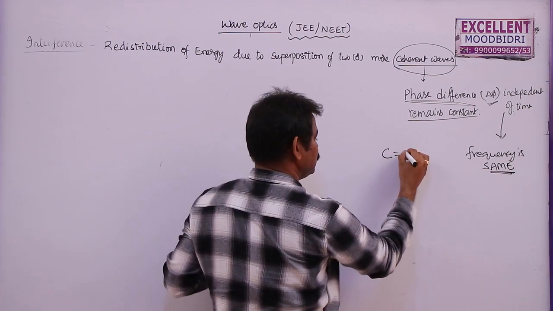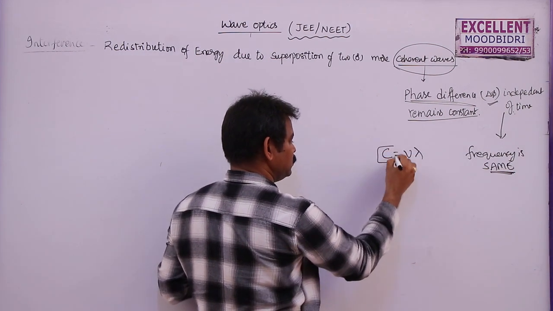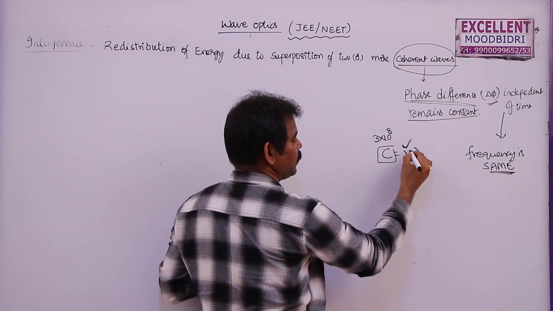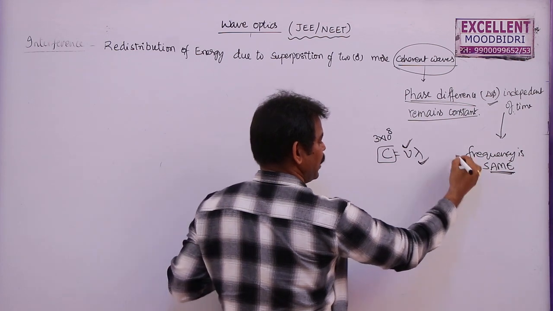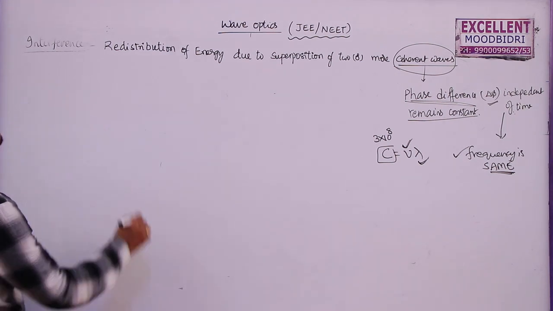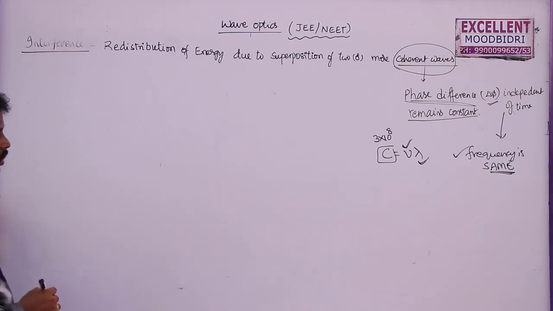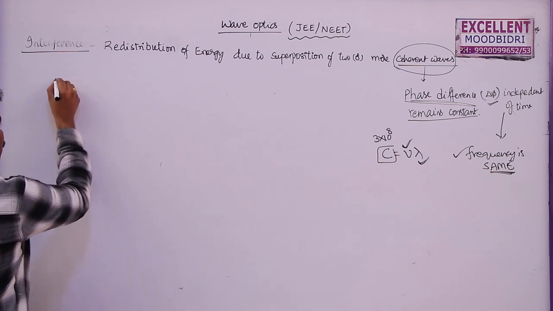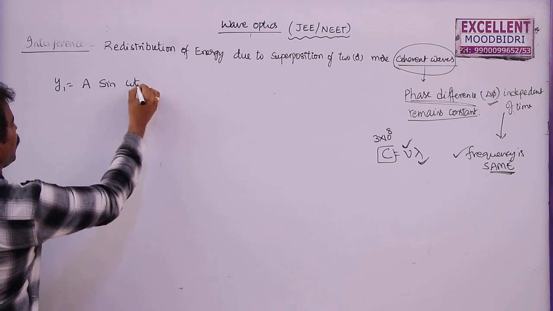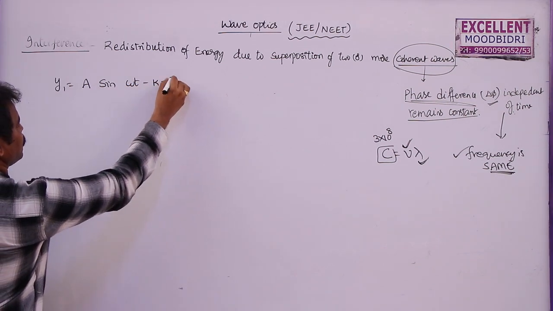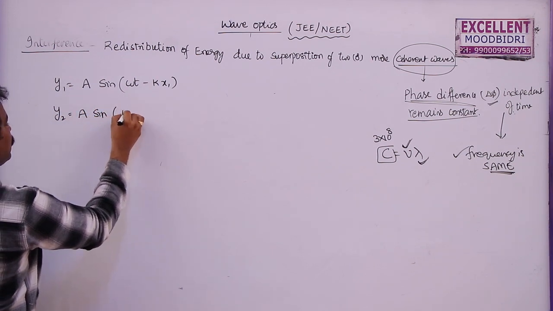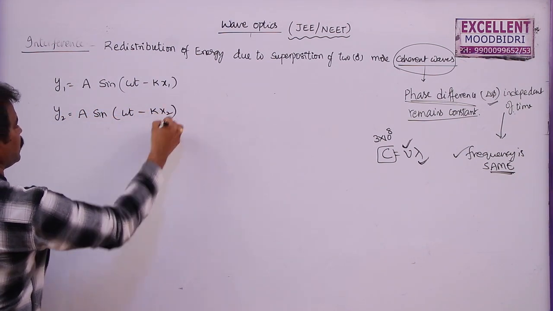If two waves have the same frequency, automatically they will have the same wavelength. Why? Because c = νλ, where c is the speed of light, which is constant, 3 × 10^8. If the frequency is the same, then the wavelength is also the same. If either frequency or wavelength is the same, then the waves may be coherent. Now, in interference, if you consider two waves, the first wave y1 = a sin(ωt − kx1), and the second one y2 = a sin(ωt − kx2).